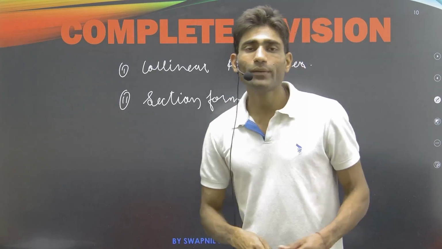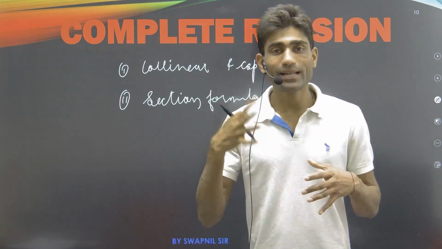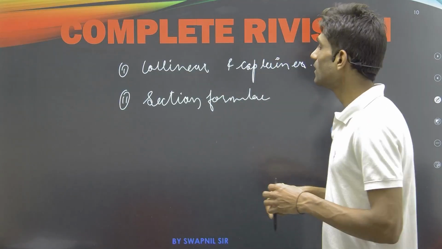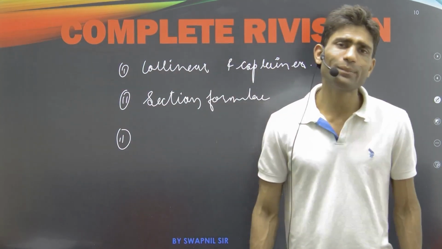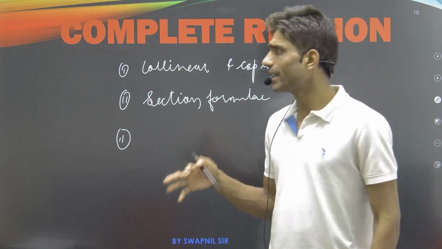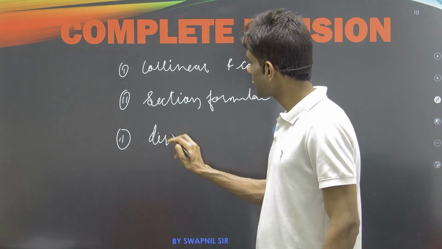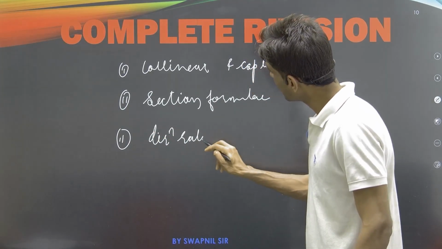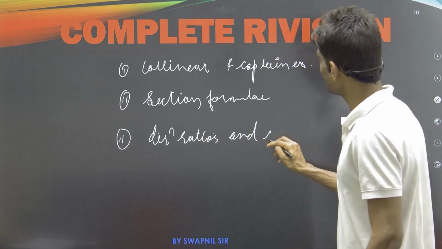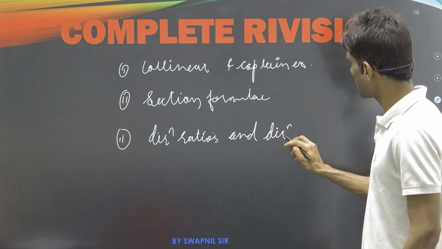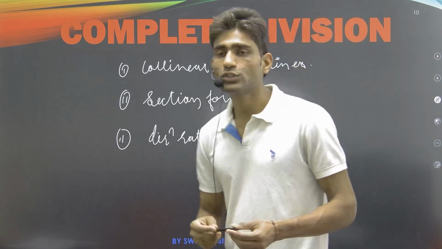We divided the section formula into two parts: the first is the section formula for internal division and the other is the section formula for external division. After that, we solved some examples based on this, and at the end of our lecture we learned direction ratios and direction cosines.